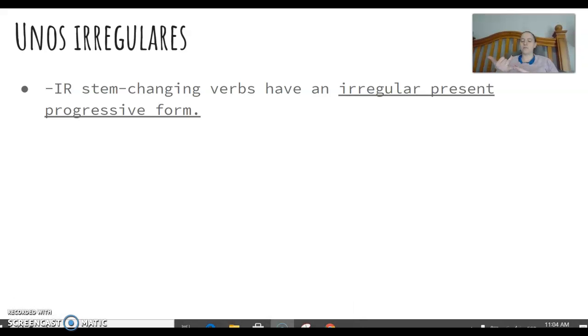The IR verbs that stem change in the present are going to stem change in the preterite. They're also going to have an irregular present progressive form. They're just wonky, those IR stem changing verbs. Okay, so we have a few different types.